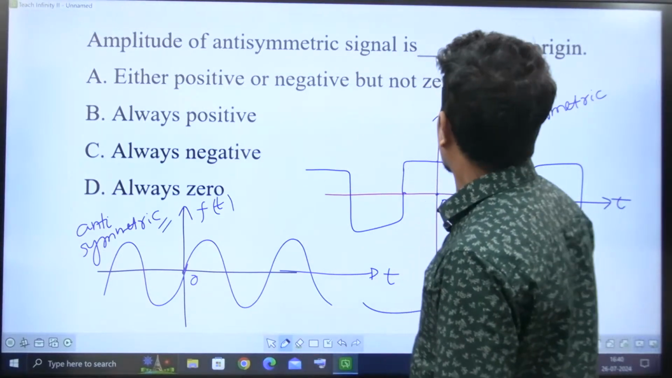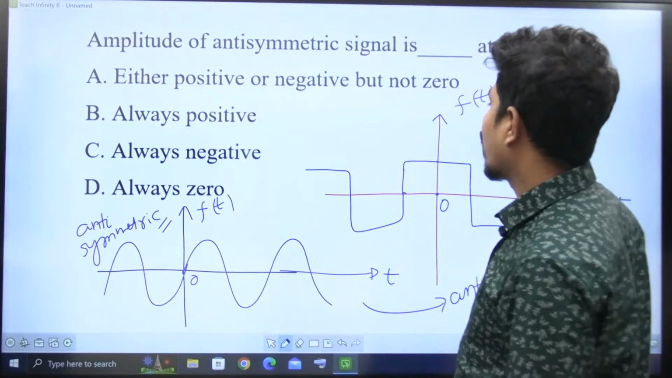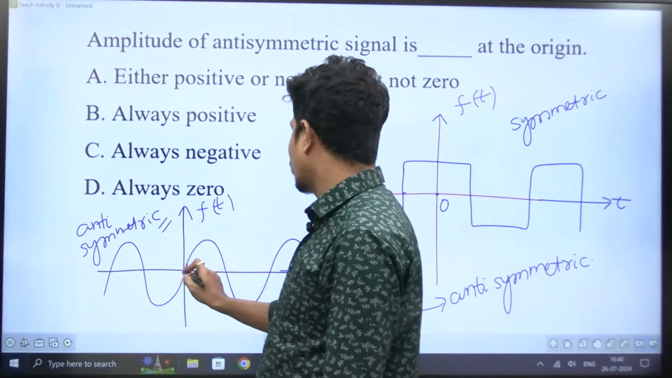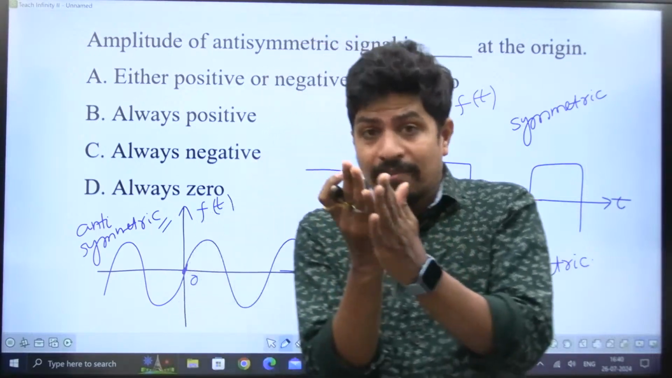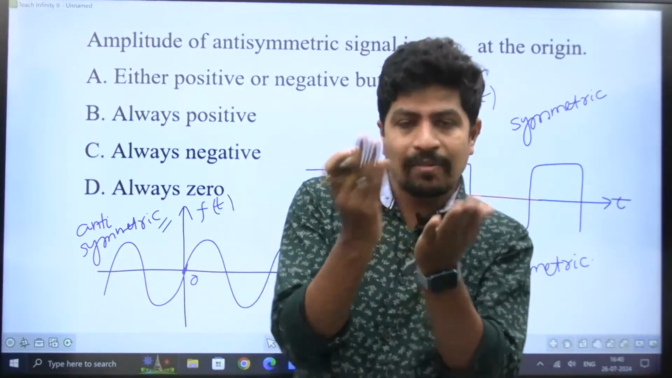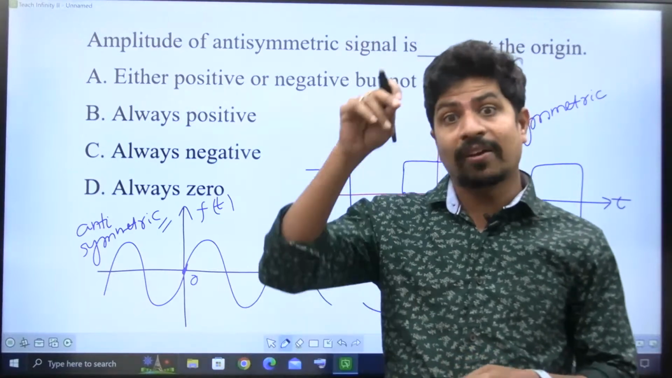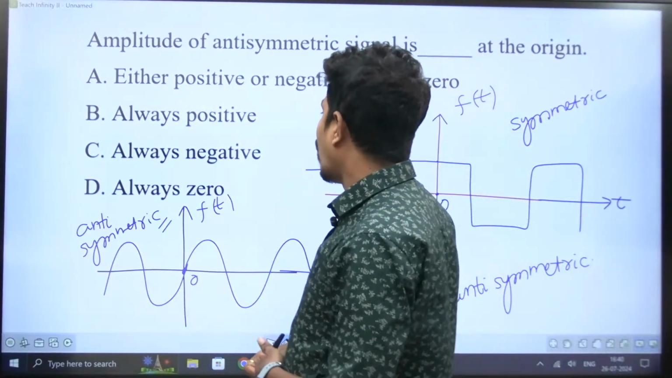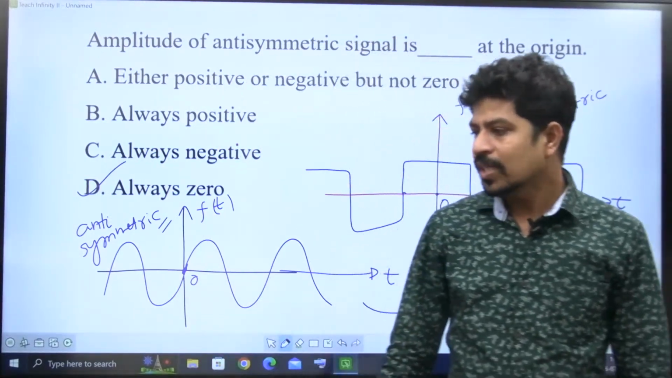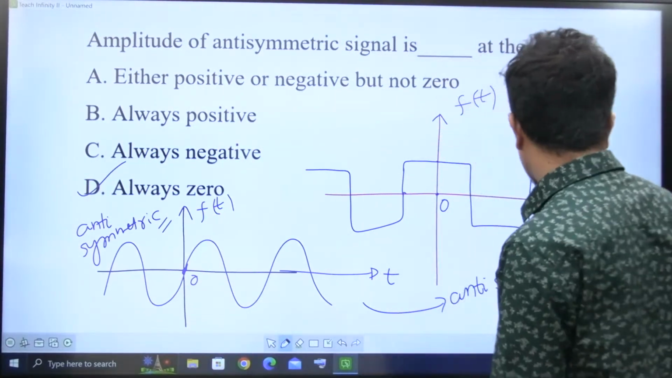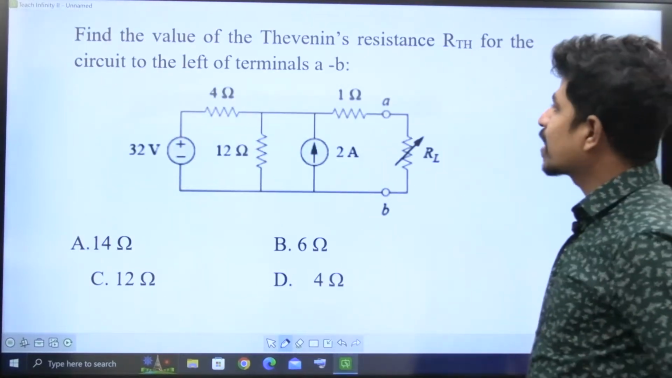As I told you, you can type that in the chat box. The anti-symmetric signal is dash at the origin, either positive or negative. Anti-symmetric should have the value of 0. If it had some positive or negative value, the same value would be there on the left side and right side, but then it would be symmetric. For anti-symmetric, definitely the value should be 0. Always it is 0. Option is D. I'm expecting the answers from you guys. Next question, please.